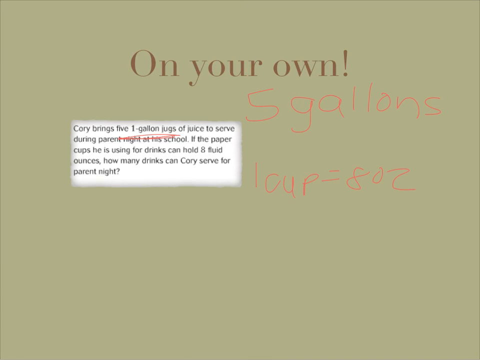So when it's talking about drinks here, to me this should really say how many cups can Corey serve at parent night. So really, do we need that information about the 8 fluid ounces? I don't really think so, because we already know that 8 fluid ounces fit inside 1 cup, but it's not asking us how many ounces Corey can serve. It's really asking us how many cups will Corey serve. So I need to figure out 5 gallons equals how many cups.